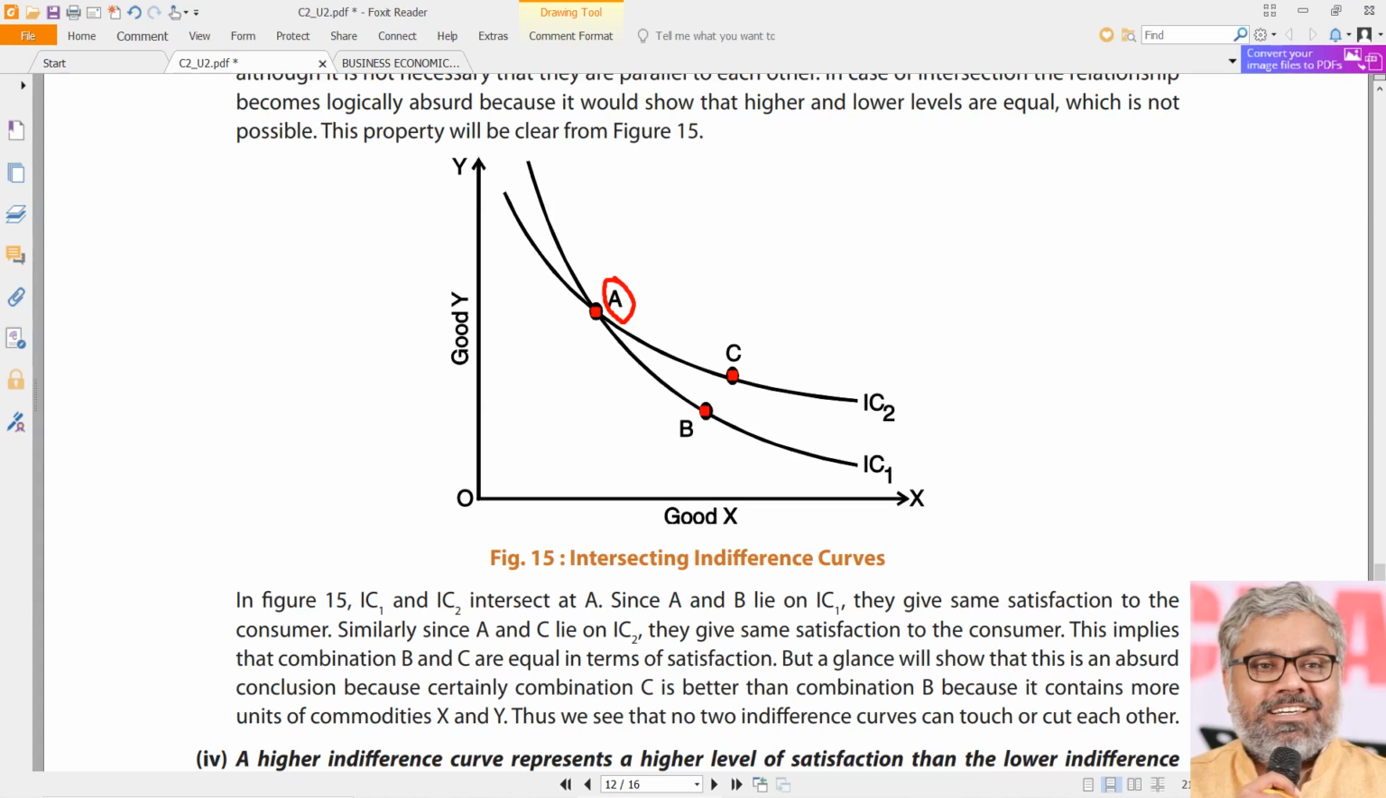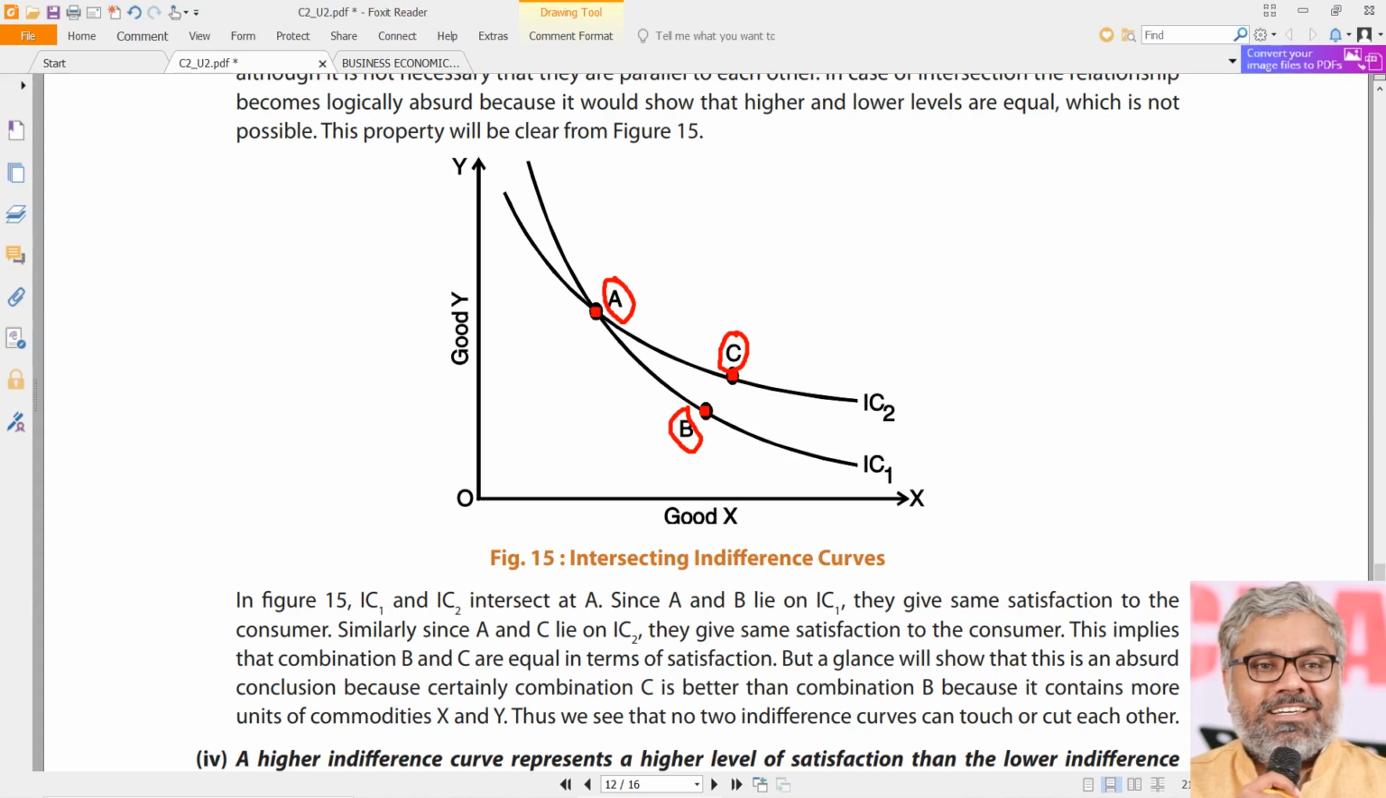That means, will A and B give the same satisfaction? Answer is yes, because both are on IC1. Does that also mean A and C give the same satisfaction? Yes, because both are on IC2 also. So A and C will give the same satisfaction. A and B will give the same satisfaction. Then how can C give more satisfaction than B? Because C is above B. And we know already, if there is one indifference curve above another indifference curve, the upper one gives more satisfaction.